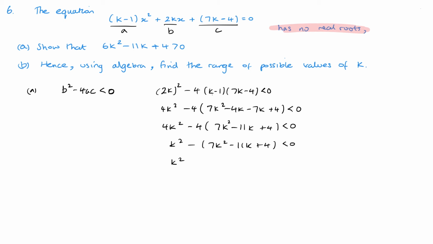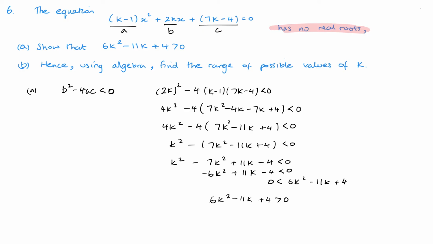Get rid of my brackets, so minus 7k squared plus 11k minus 4. We've got minus 6k squared plus 11k minus 4. And then taking everything to the other side gives me 6k squared minus 11k plus 4. And that is what was required. Okay, so I would write it again just like this, but that is me.